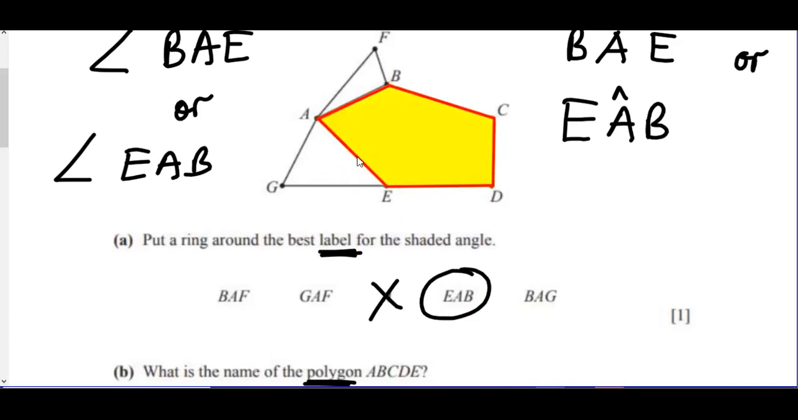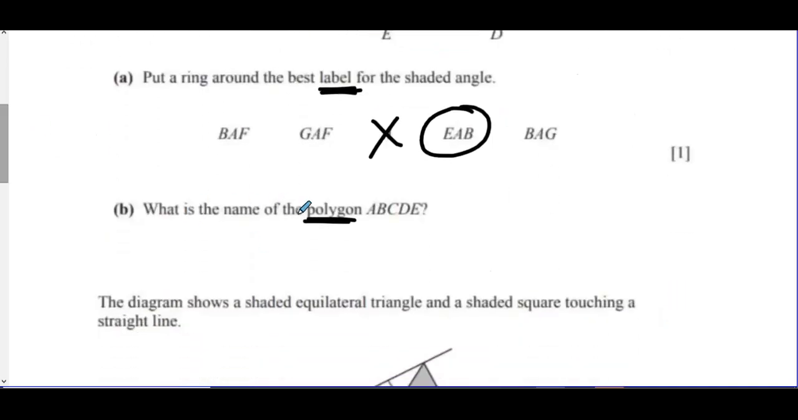Now, for the shape ABCDE, you count the number of sides. How many sides are there? We have 1, 2, 3, 4, 5. So any shape with 5 sides is known as a pentagon. So go ahead writing here, pentagon. So what is the name of the polygon ABCDE? The name is a pentagon.